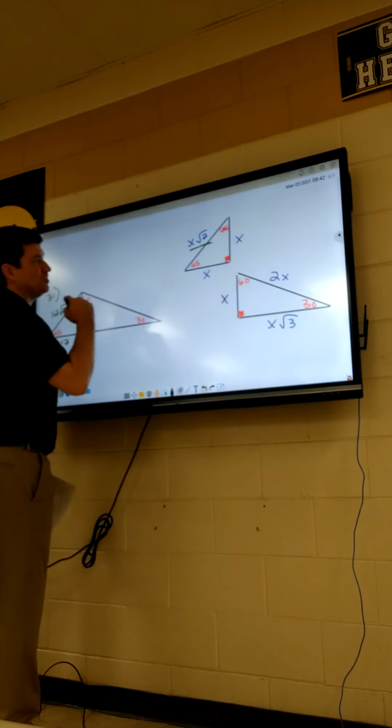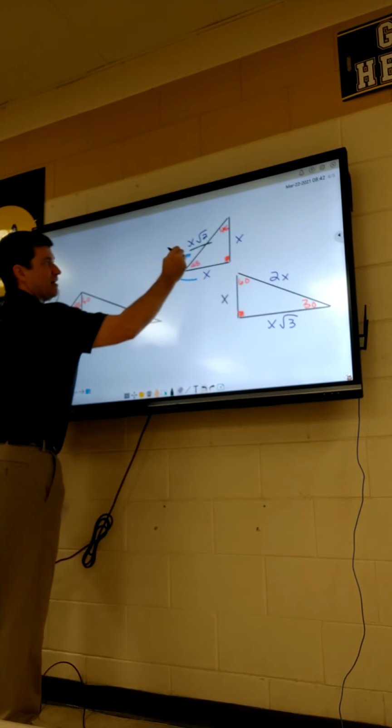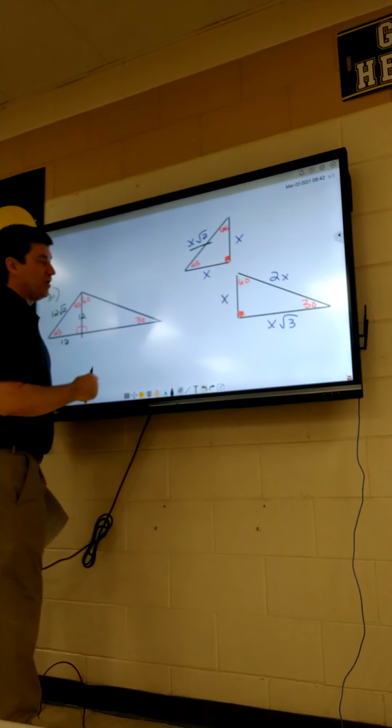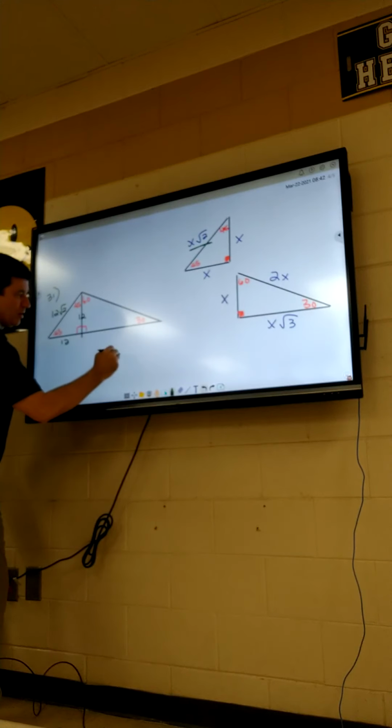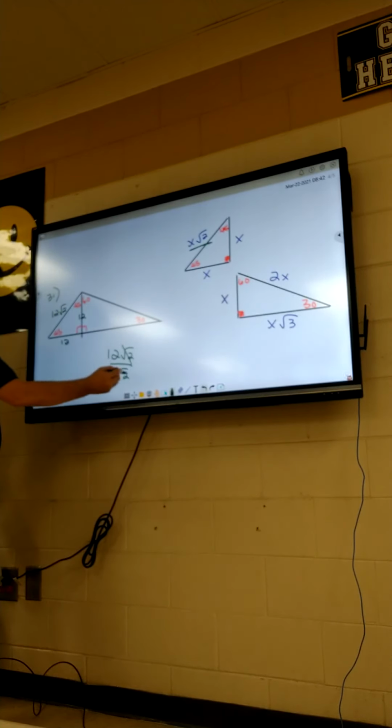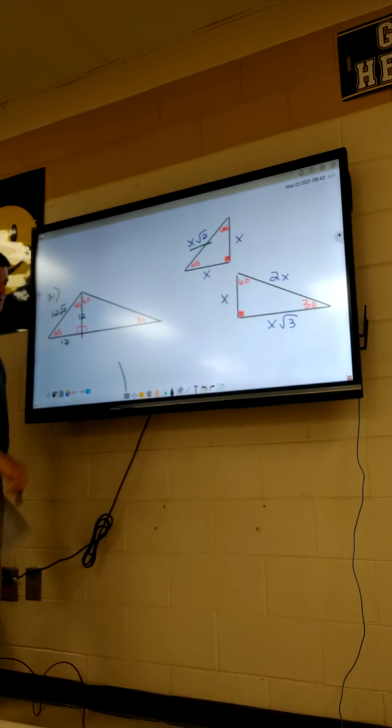So normally what you do, Jason, when you go from this side to this side, it says you multiply by root 2. Well, I'm going backwards. I'm going from this side to this side. So I have to divide by root 2. So I did 12 root 2 divided by root 2. Now, you can just put it in your calculator, or, Jason, you can just cancel them out and just get 12. Okay? All right, question on that.